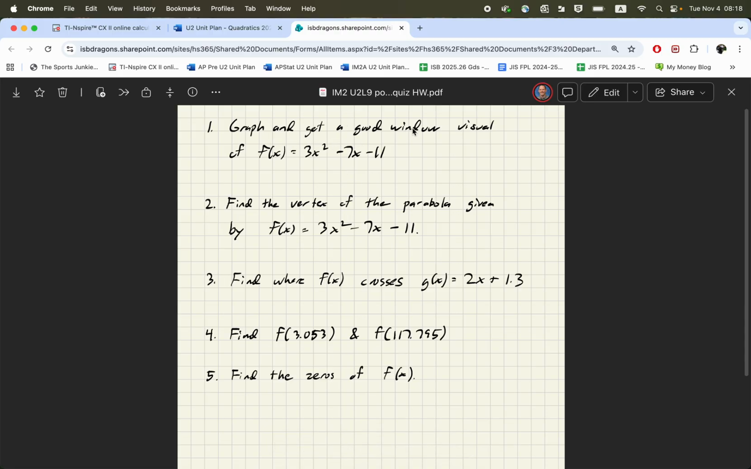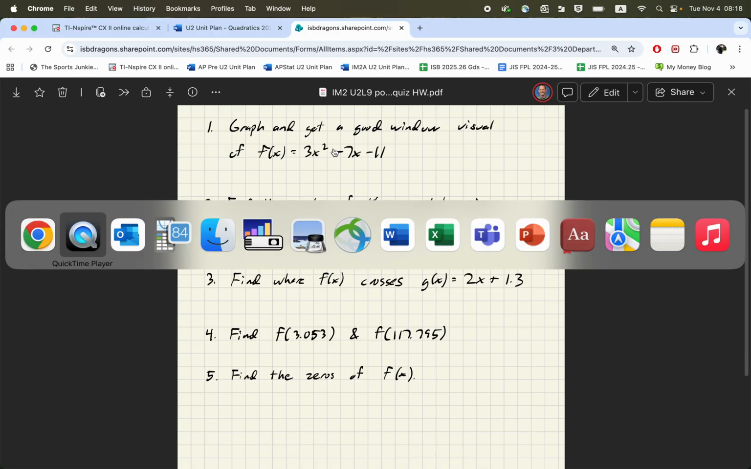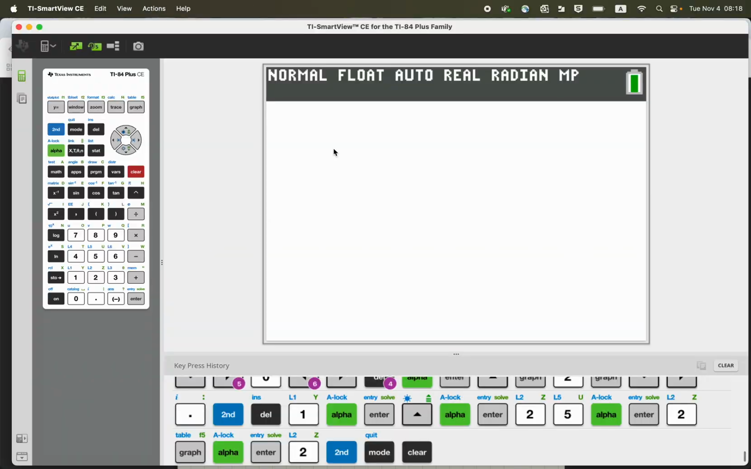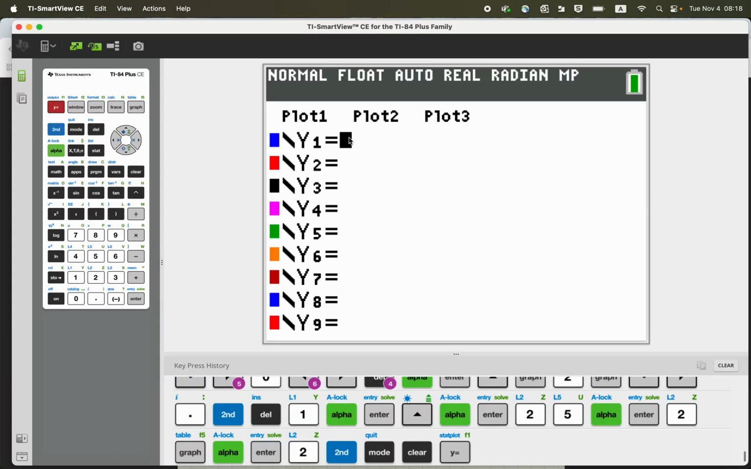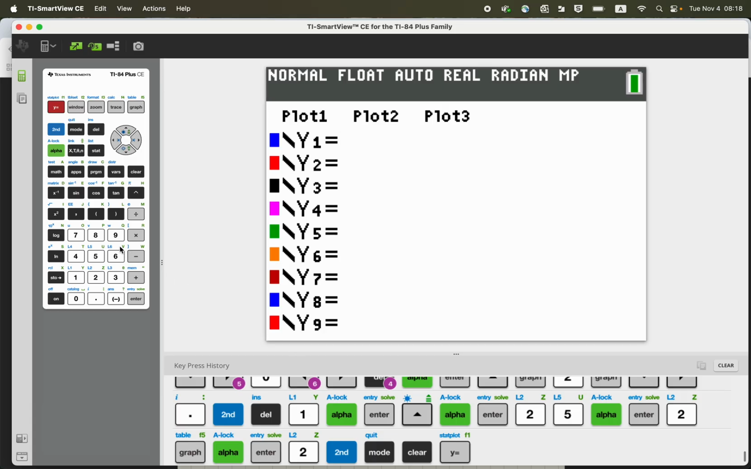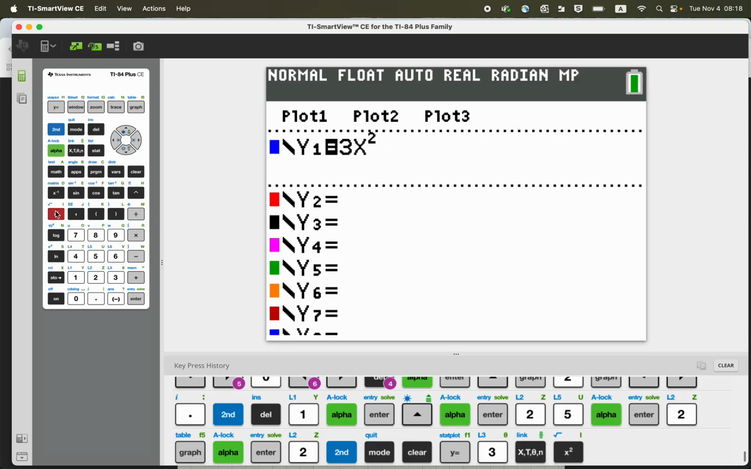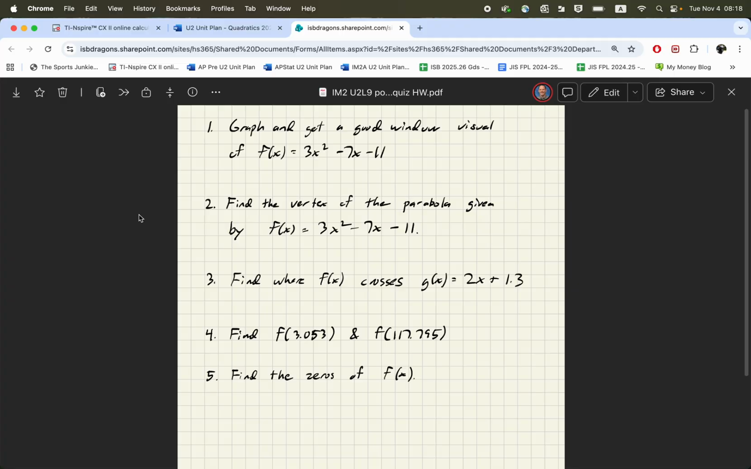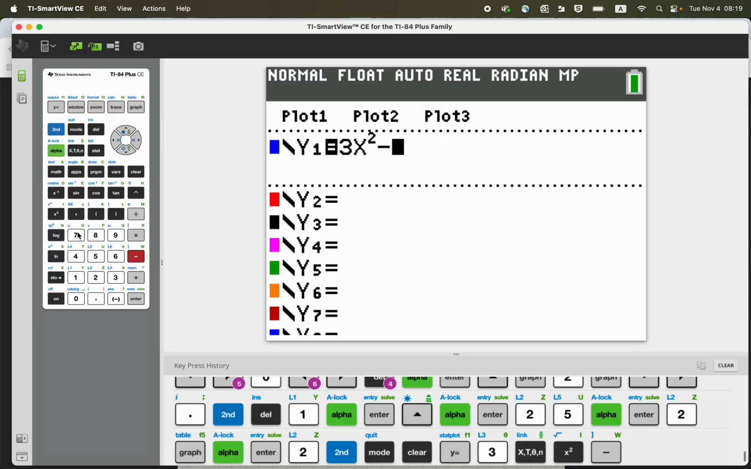So the first is to be able to graph a quadratic and get a good window. To do that, we're going to go to y equals. There are a bunch of ways you can adjust the window, but I'll show you a couple that I like. The first thing to do is put the equation in: 3x squared minus 7x minus 11. You have the squared button over here.